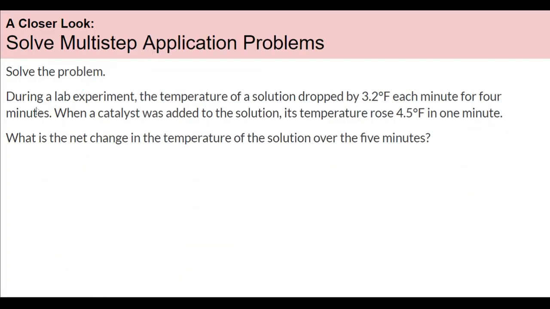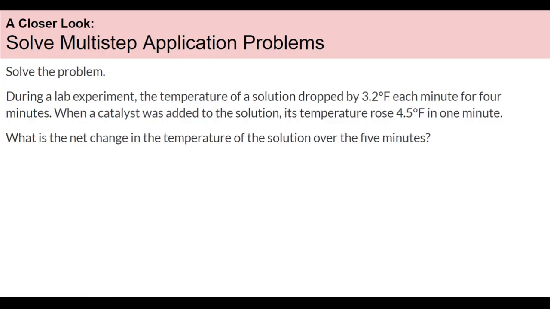Solve the problem. During a lab experiment, the temperature of a solution dropped by 3.2 degrees Fahrenheit each minute for 4 minutes. When a catalyst was added to the solution, its temperature rose 4.5 degrees Fahrenheit in 1 minute. What is the net change in the temperature of the solution over the 5 minutes? See if you can solve this yourself. Use our order of operations, and then we'll review.